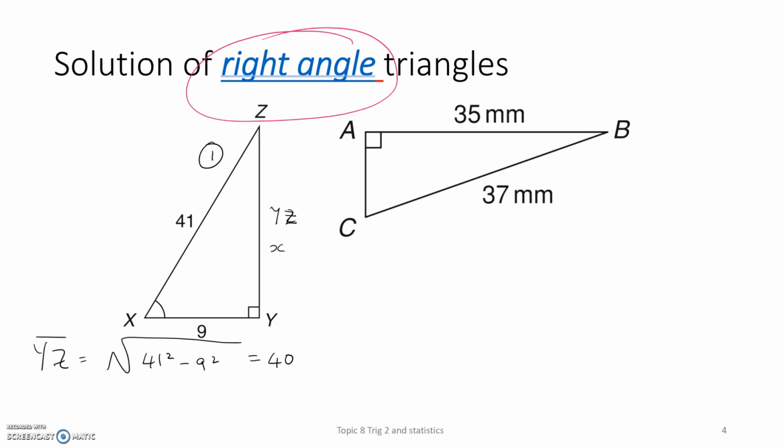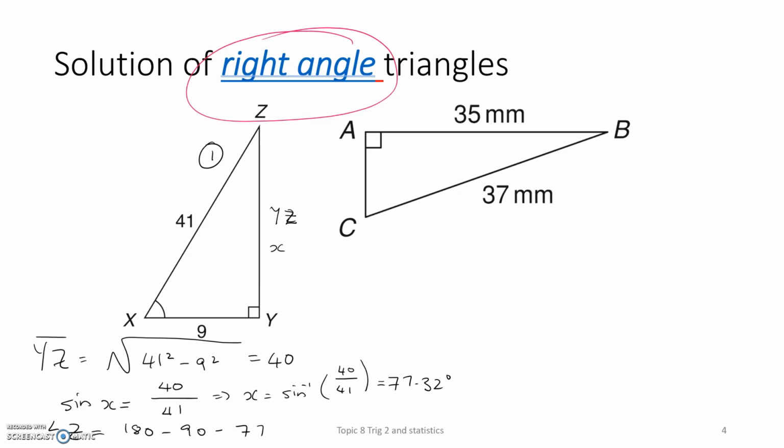Now, what we also remember is that sine x is equal to 40, the opposite, over the hypotenuse, and therefore x is equal to the inverse sine of that, which, if we're talking in degrees, is 77.32 degrees. That means we can find the other angle as 180 minus 90 minus that, because 90 is for the right angle, then minus what we've just found, and that will give us angle Z, 12.68 degrees.